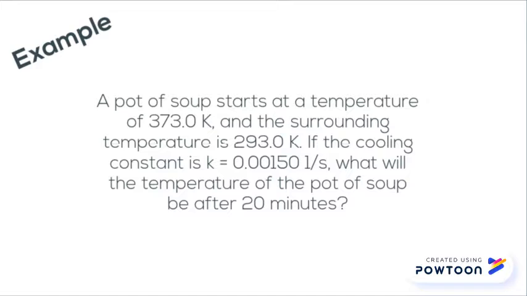So let's do an example. A pot of soup starts at a temperature of 373 kelvins and the surrounding temperature is 293 kelvins. If the cooling constant is K equals 0.00151 over a second, what would the temperature of the pot of soup be after 20 minutes?